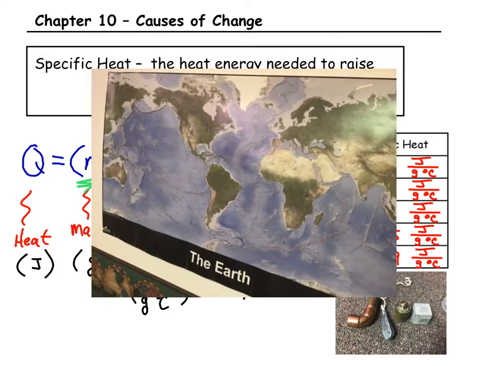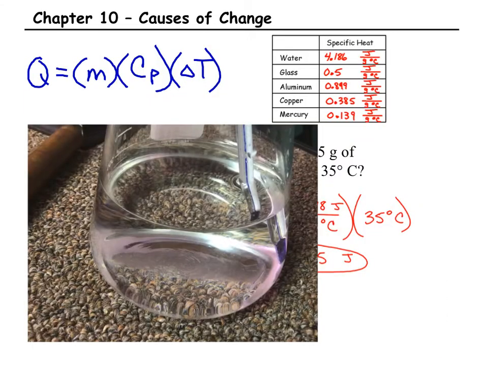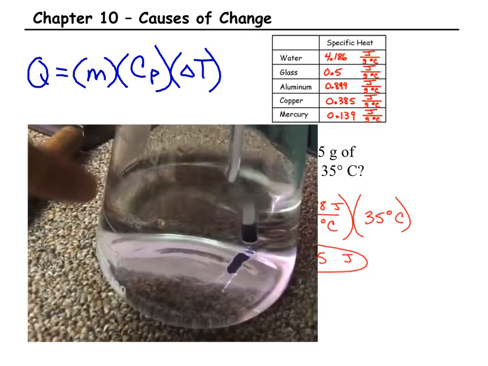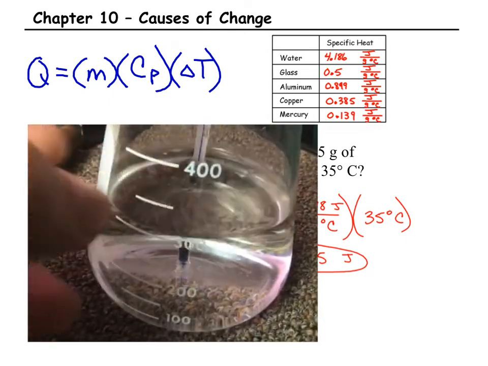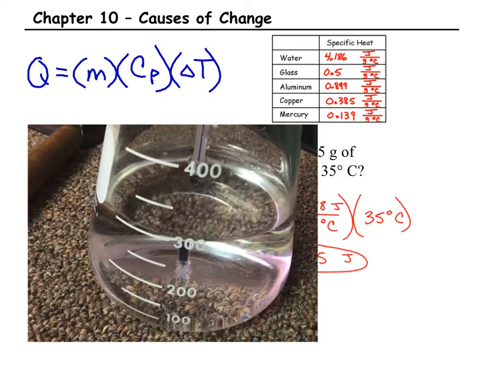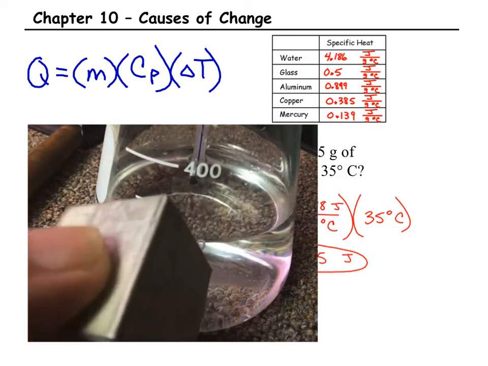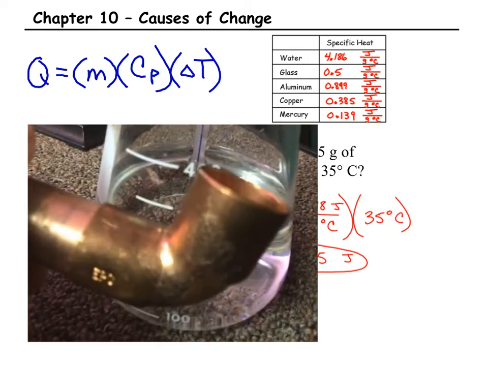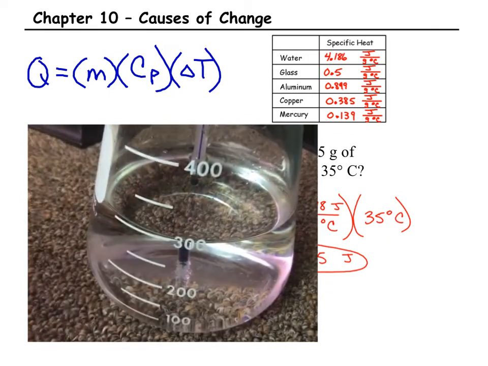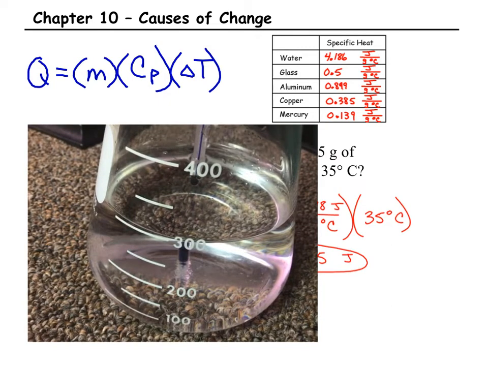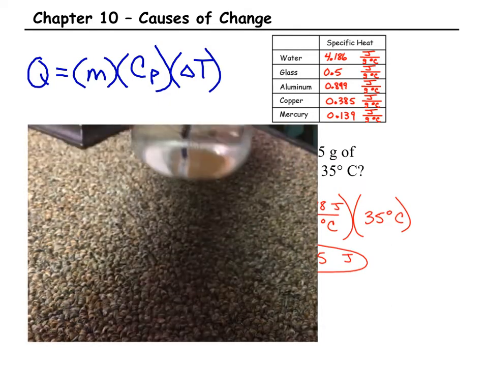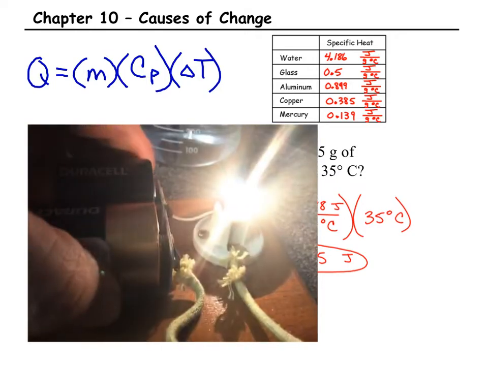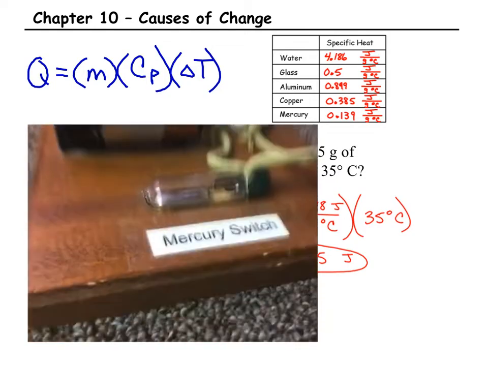Now, every substance has its own characteristic specific heat, whether we're talking about water or glass, the container that it's in, or maybe aluminum or copper, which we use for making pipes for your water in your house, or mercury. Now, I don't have any mercury, except I do have a little bit in what's called a mercury switch. Let's take a look at that.